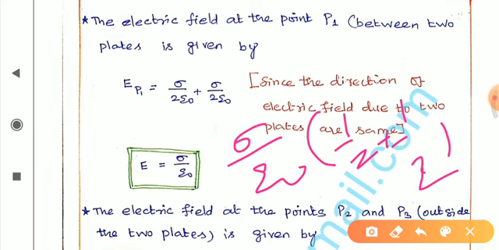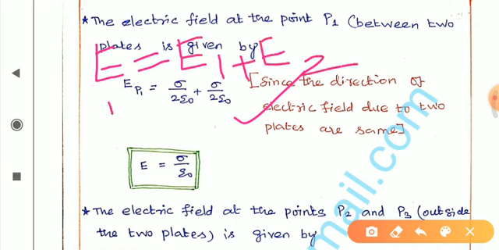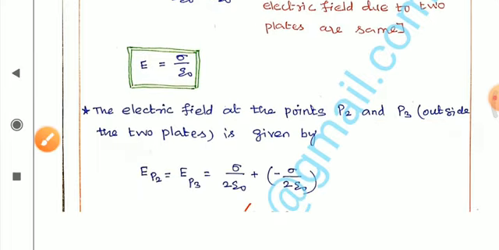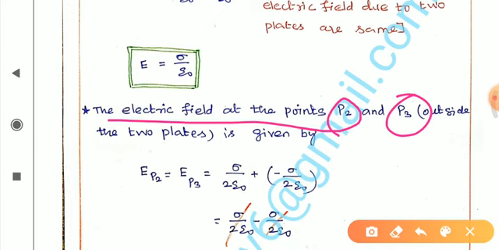Then I have written the reason also: since the direction of the electric field due to the two plates is the same. Otherwise we can write one more step here, E is equal to E1 plus E2, or we can write E net, it is also correct. Now the electric field at the points P2 and P3. We can consider either P2 or P3, it will be the same on both sides. That's why I wrote here the electric field at the points P2 and P3 outside the two plates.